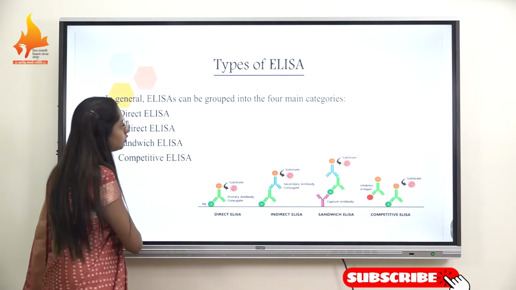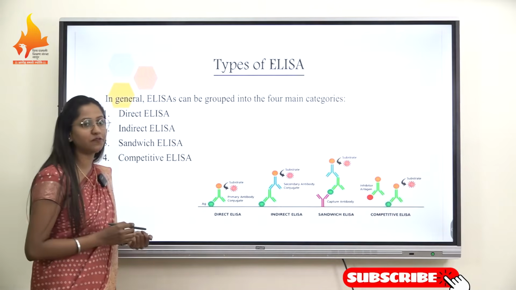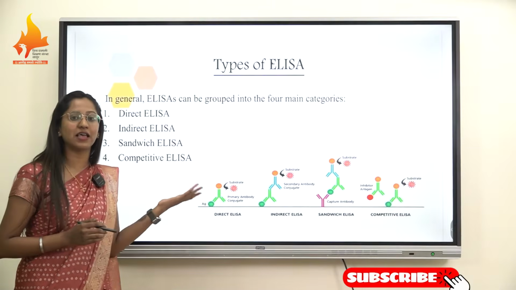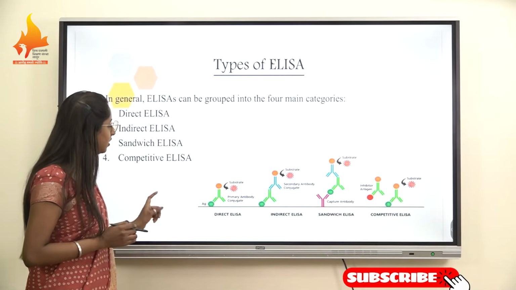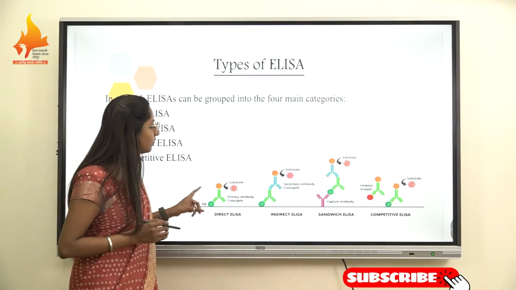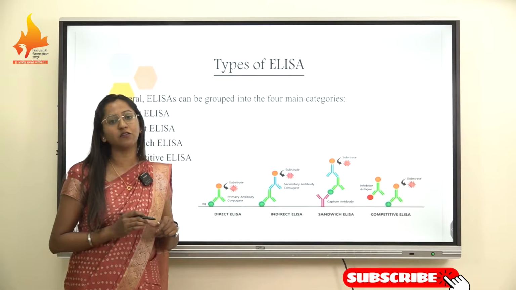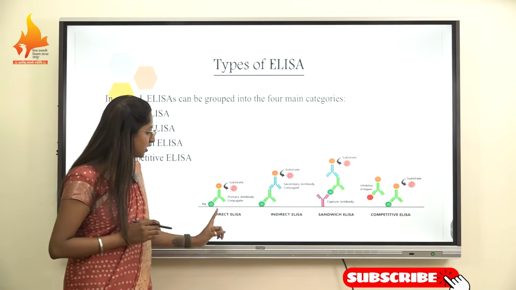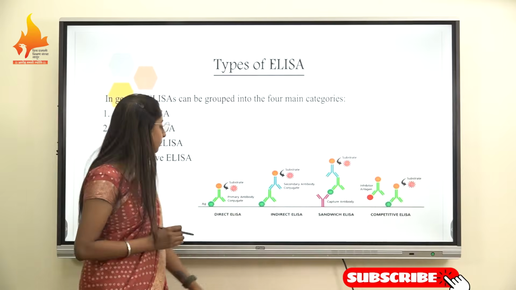Now coming to the types of ELISA, there are basically 4 types: direct ELISA, indirect ELISA, sandwich ELISA, and competitive ELISA. These are the basic structures. Whatever is happening inside the well is explained in this manner, so we will be discussing each and every term in detail.